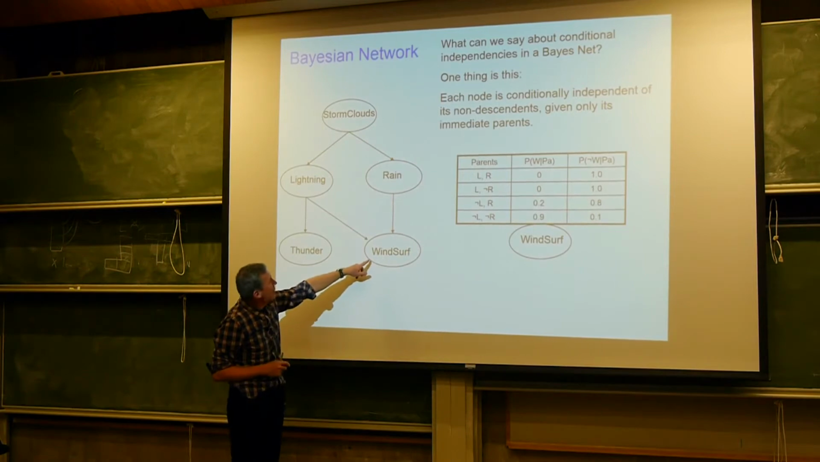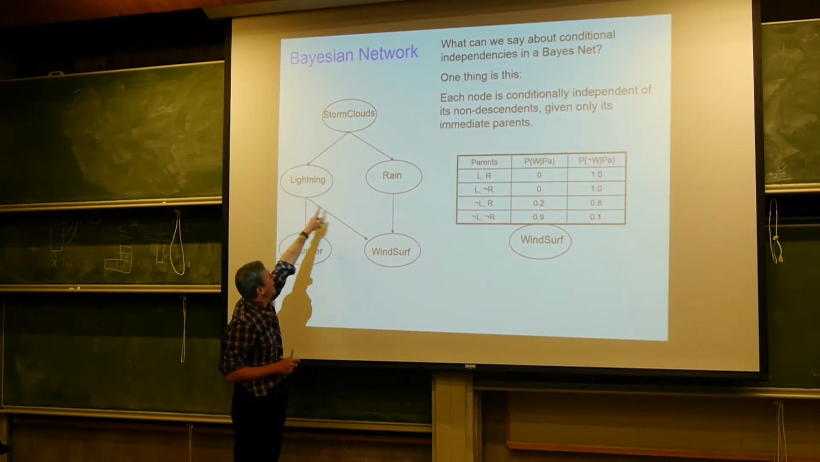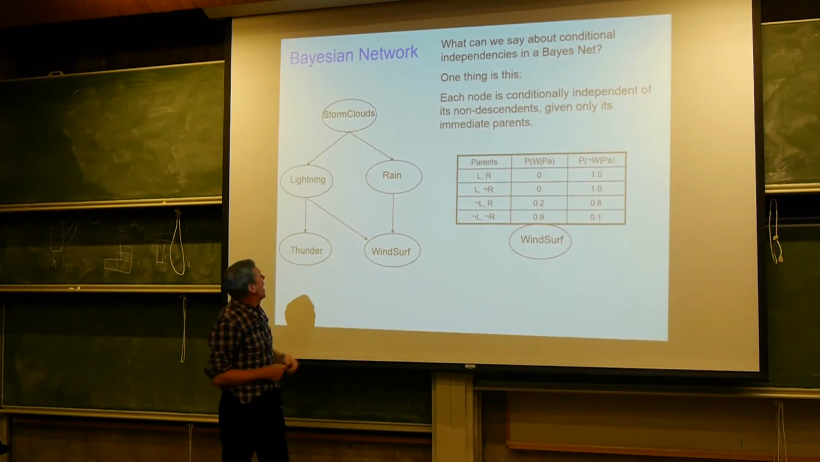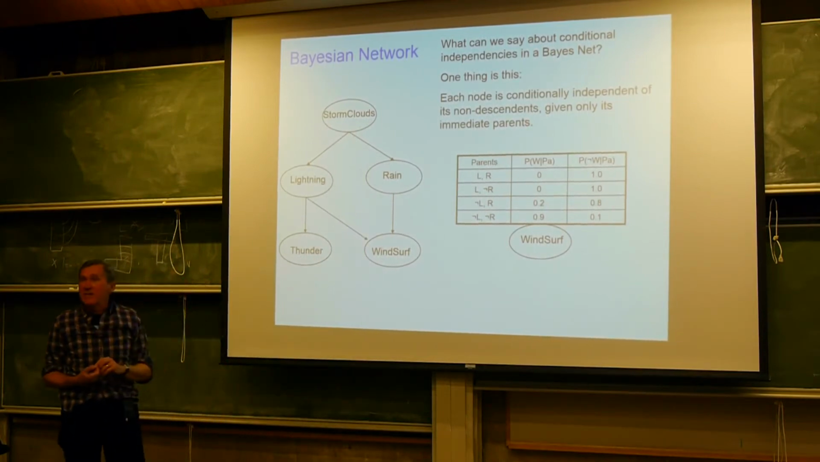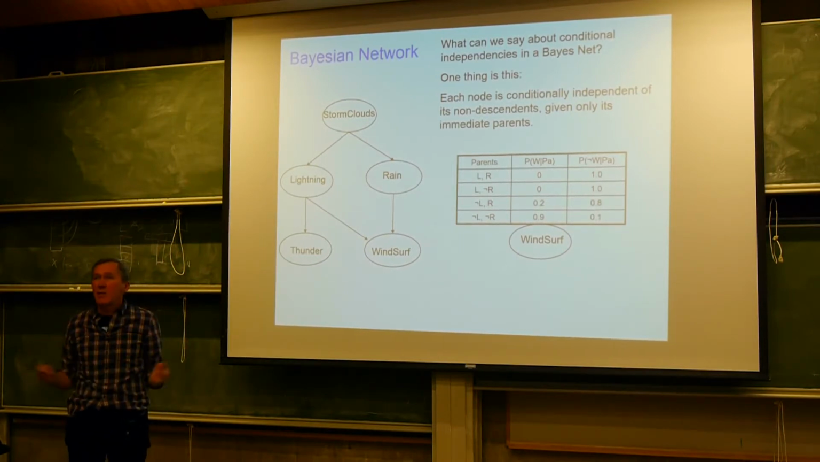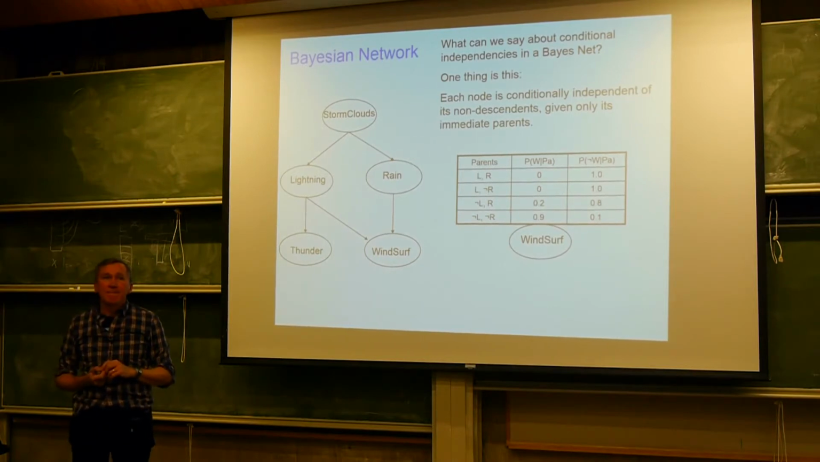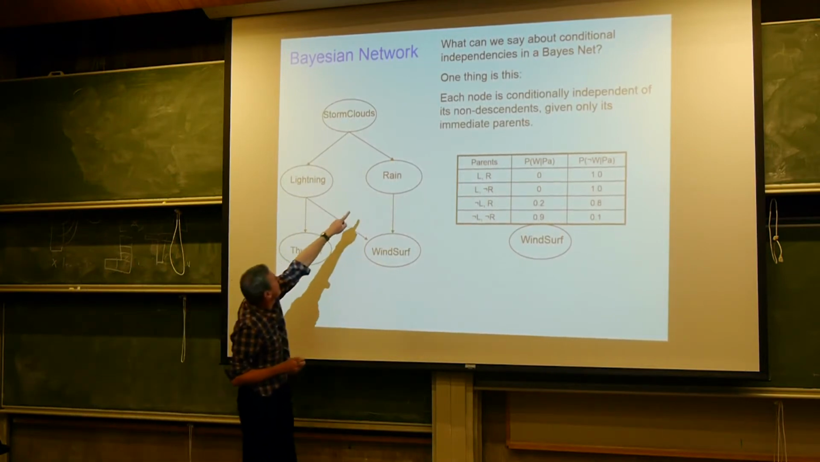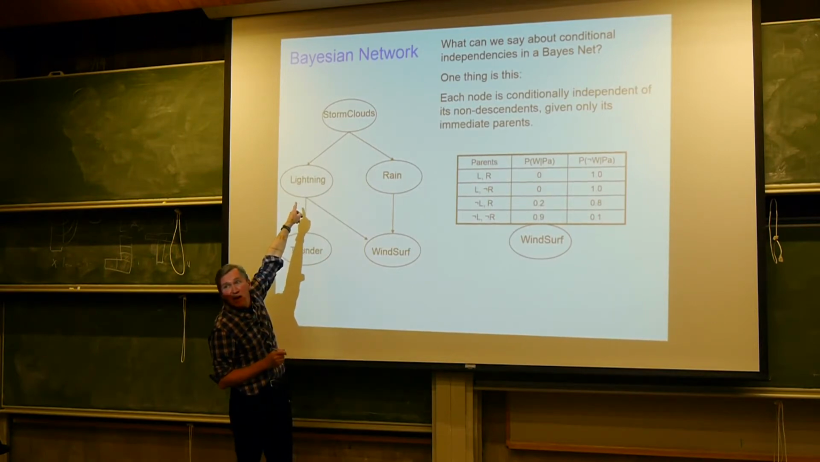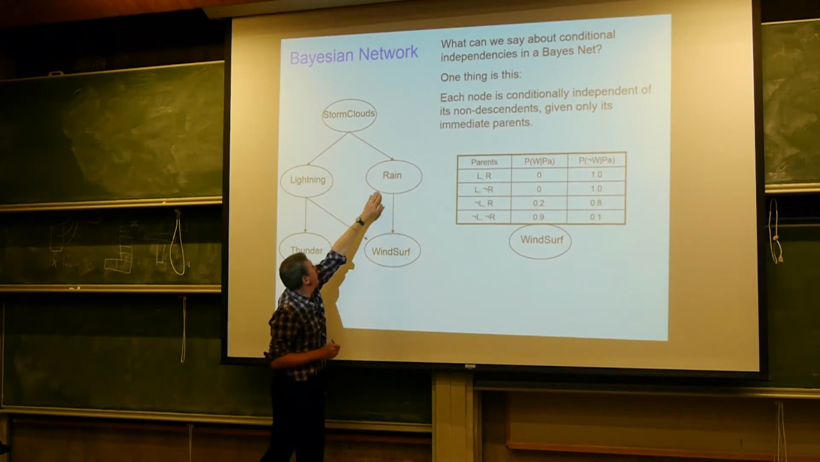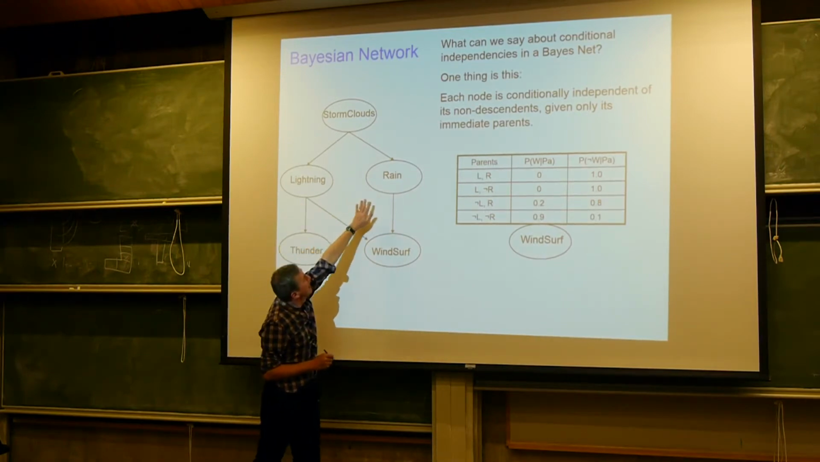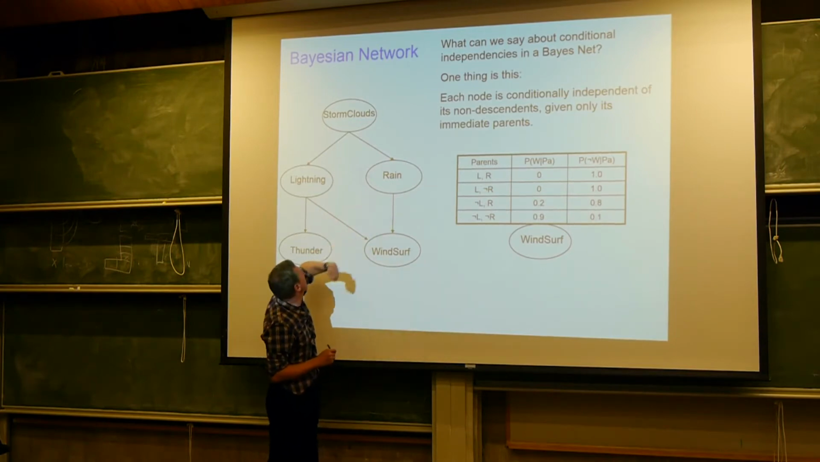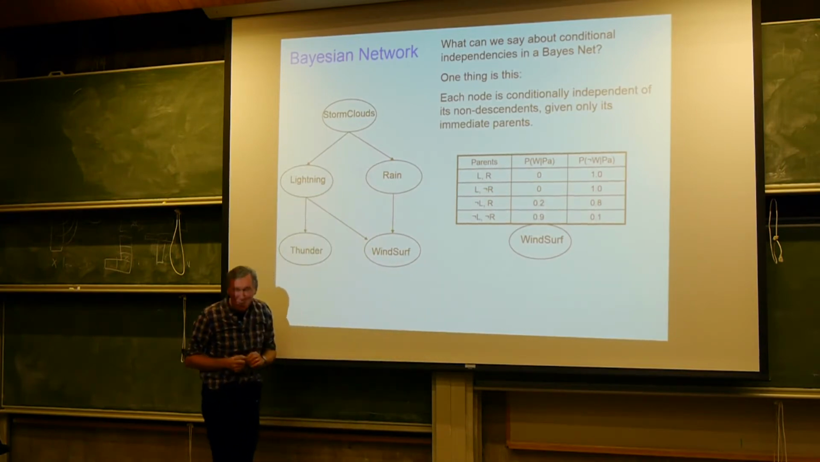So tell me, what's another thing that windsurf is conditionally independent of given lightning and rain? Storm clouds, right. That's another non-descendant. How about rain? Give me a conditional independence statement about rain. Rain is conditionally independent of x given y. What's an x and a y? Yes? Lightning and thunder. So rain is conditionally independent of lightning given storm clouds. Right? Lightning is a non-descendant. Did I say lightning or thunder? Rain is conditionally independent of thunder given storm clouds, and it's also conditionally independent of lightning given storm clouds.